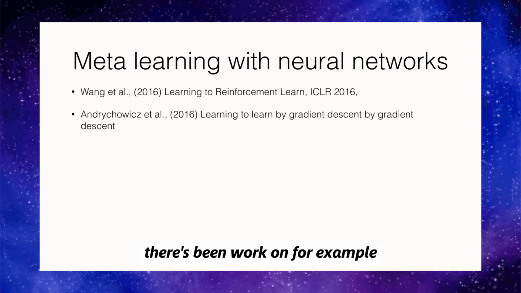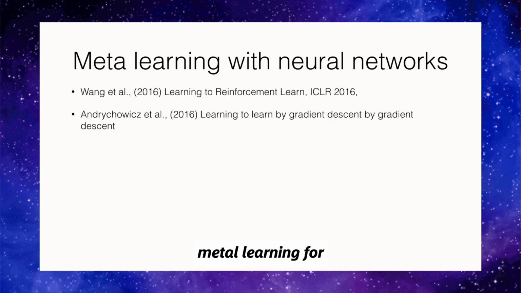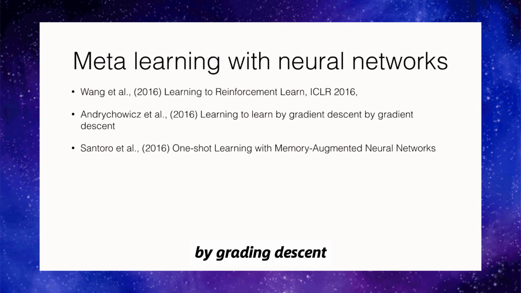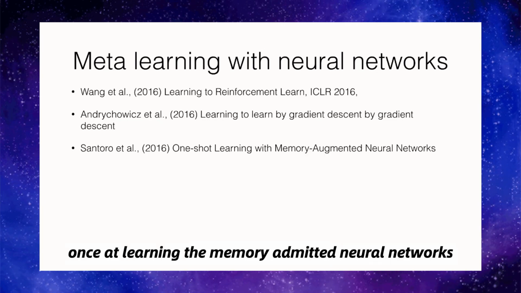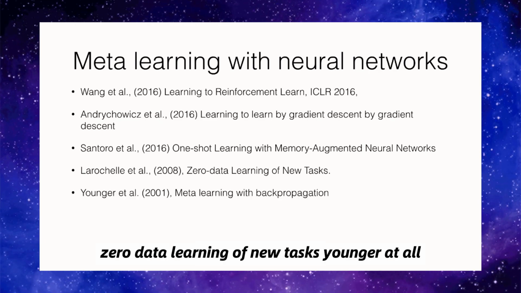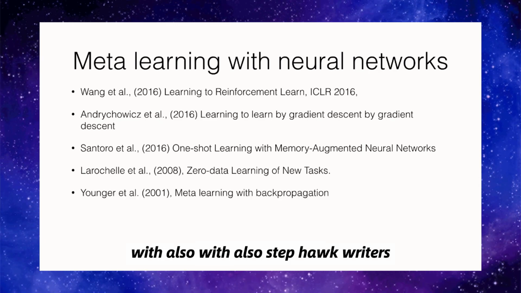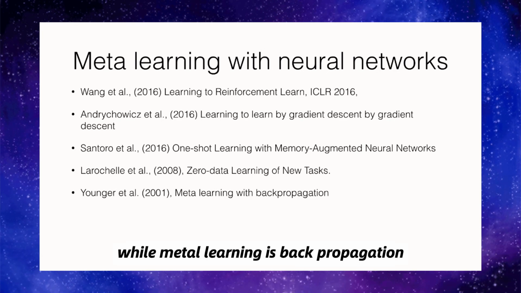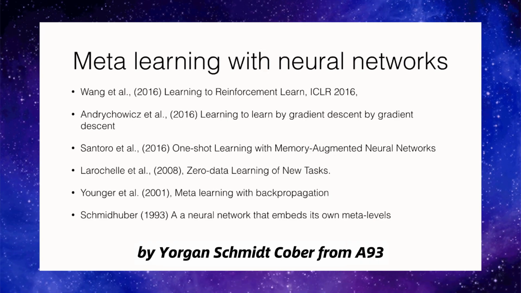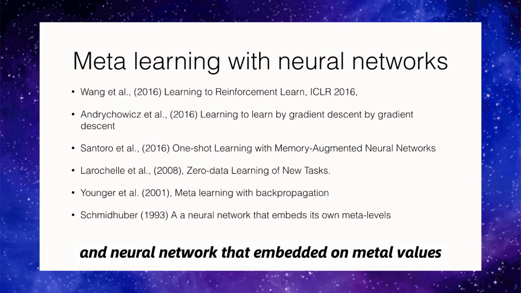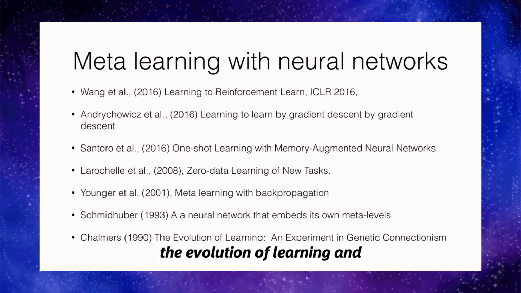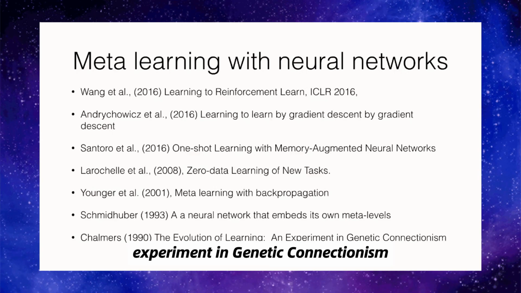There's been work on, for example, meta-learning for parameter optimization, Andrychowicz et al., learning to learn by gradient descent. There was Santoro et al., one-shot learning with memory-augmented neural networks. Larochelle, 2008, zero-data learning of new tasks. Younger et al., with also Sepp Hochreiter, meta-learning with backpropagation. There's been a paper by Jürgen Schmidhuber from '93, a neural network that embeds itself. And I've seen a paper by Chalmers from 1990 with experiments, the evolution of learning, an experiment in genetic connectionism.